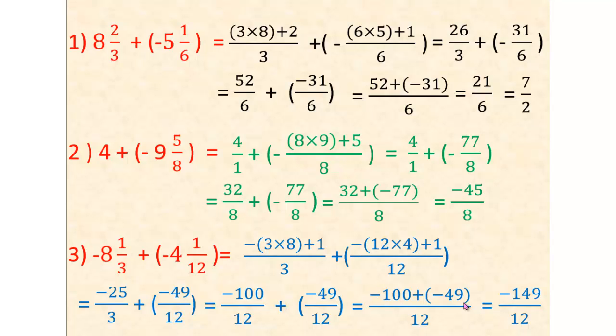I would like you please to pause and write those examples in your classwork copybook, and then come to complete.